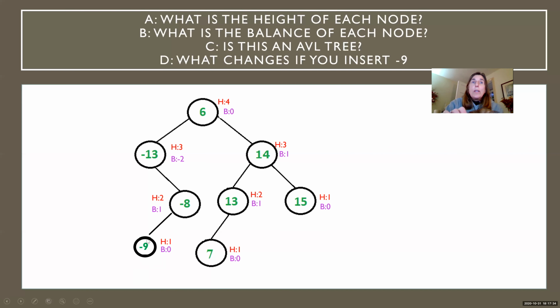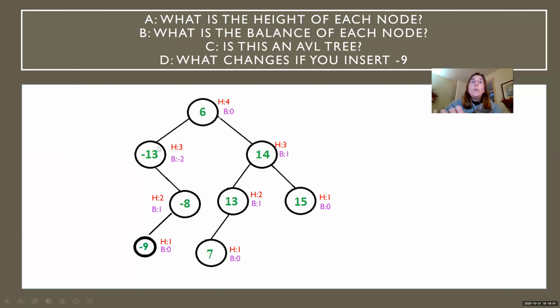Now that we've inserted negative 9, we have to check on negative 8. Okay, so negative 8's height changes because now this has a height of 1 and this has a height of 0. The max of the 2 is 1 plus 1. It's going to have a height of 2. And its balance changes because the height of this is 1. The height of its right child is 0. The non-existent right child is 0. 1 minus 0 is 1, so its balance is 1.